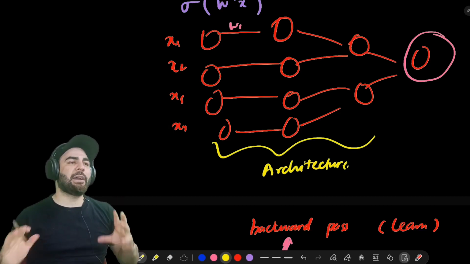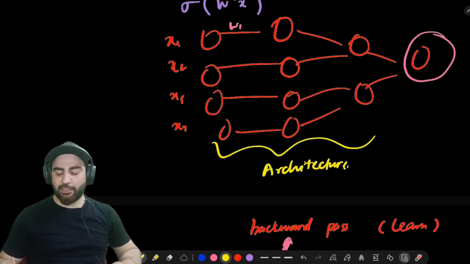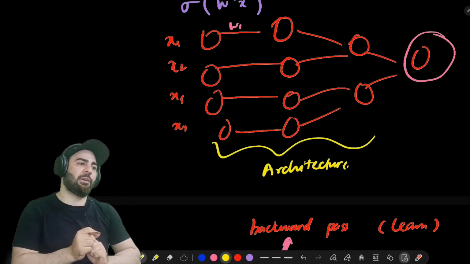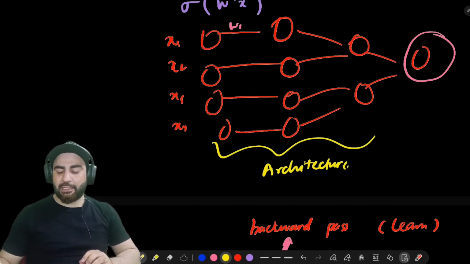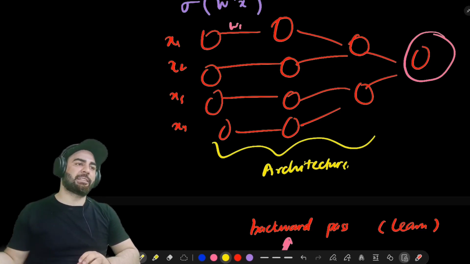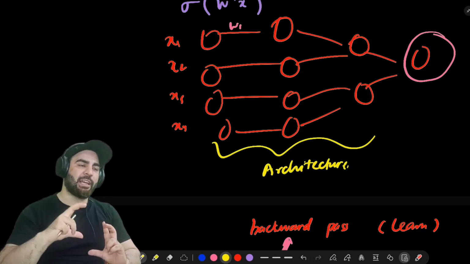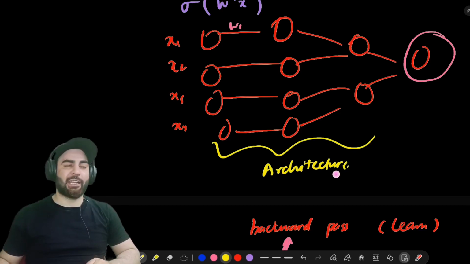Now how do you combine these? What is the architecture you will use? You have these neurons now. How will you combine these neurons? What blocks will you keep? Let's suppose I'll create this block. I'll have this many layers, with this input size and this output size. This all is called architecture.